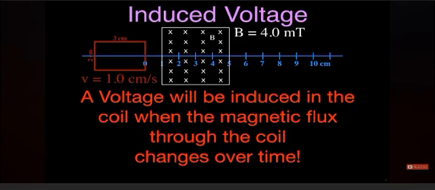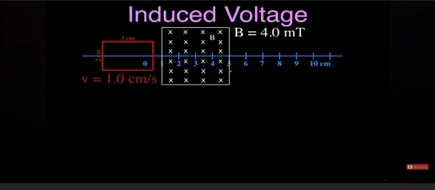So here we need to remember that a voltage will be induced in the coil when the magnetic flux through the coil changes over time. So this is Faraday's law. So we're going to look again at what happens if you're going to be moving a coil into a magnetic field and out of a magnetic field, and we're going to graph that and learn some properties of electromagnetic waves.